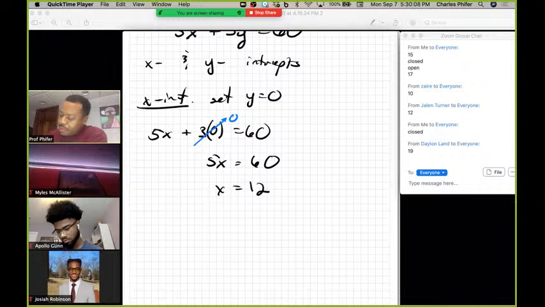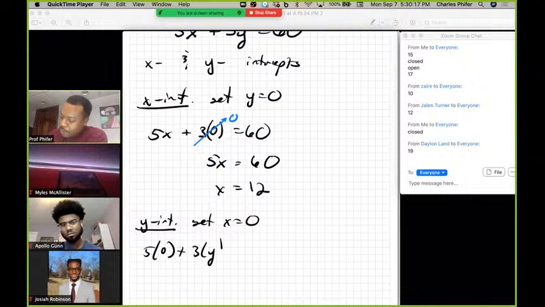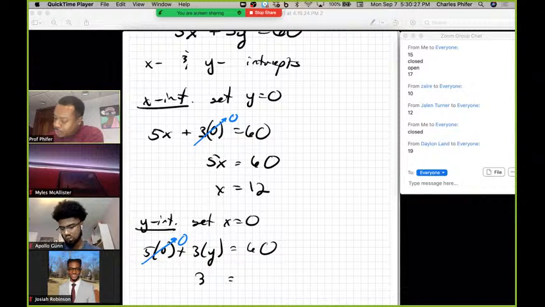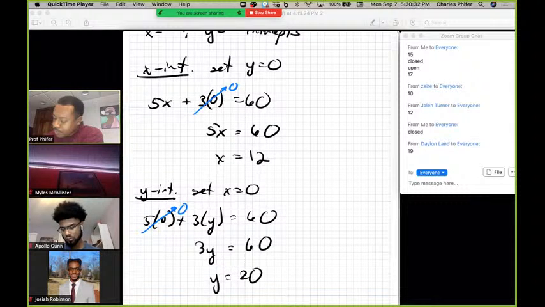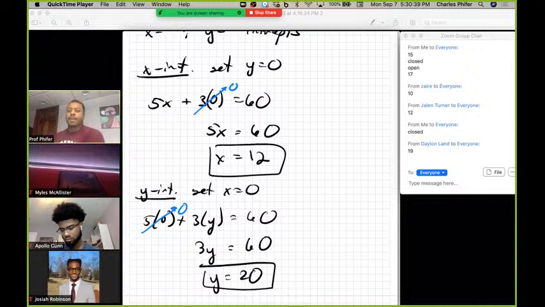And then for the y-intercept, we set x equal to 0. So we're going to have 5 times 0 plus 3 times y equals 60. Again, similar thing, this goes to 0. We get 3y equals 60. I think y equals 20. Okay, so we got this answer. Let's hop back over to Pearson and see how we do.